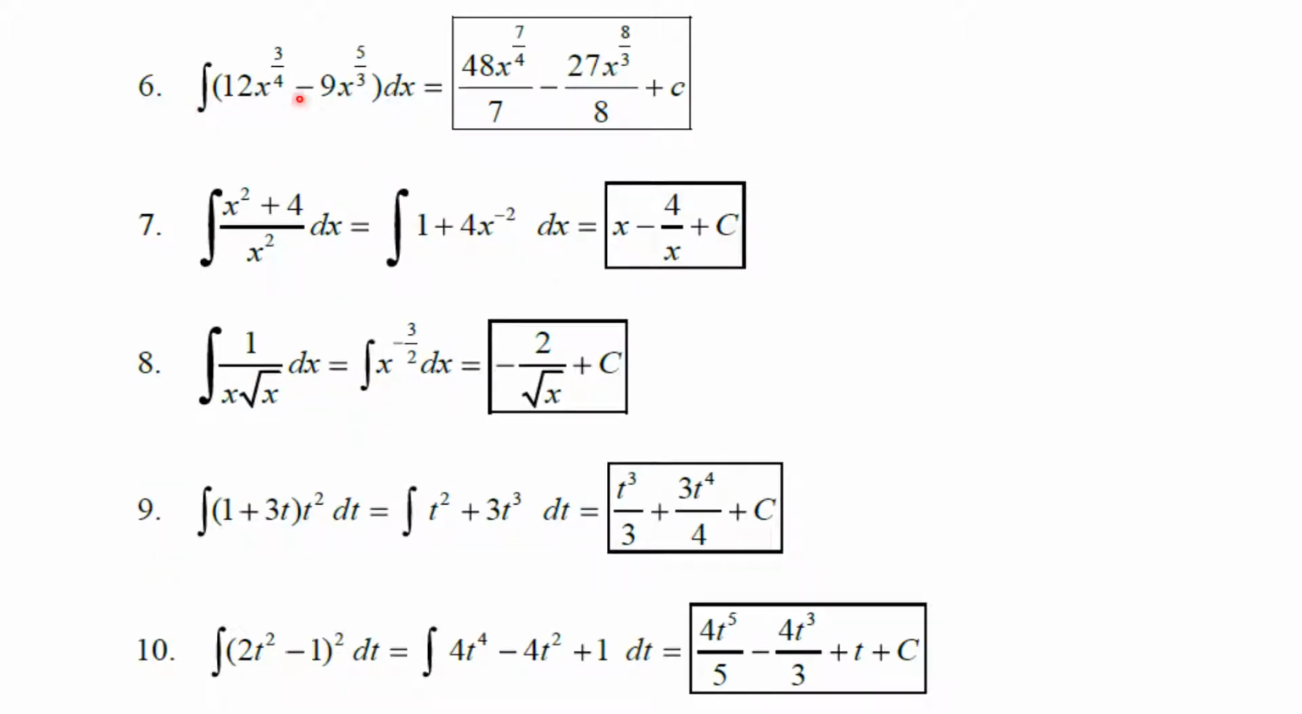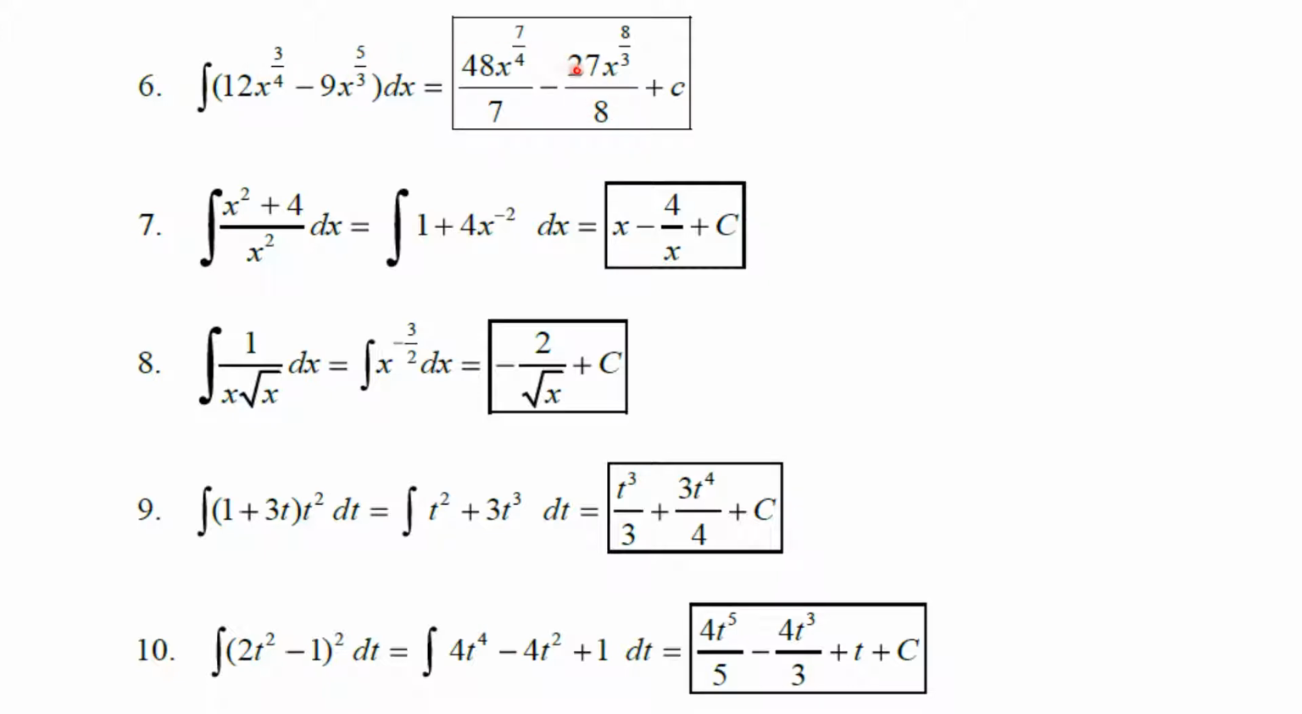When you have fractions as your index, please be careful when you add 1 to the index power. To avoid careless mistakes, please use a calculator to do your calculation for the addition of fractions. So 3 over 4 plus 1 is 7 over 4. And when you divide with 7 over 4, it becomes multiplied by 4 over 7. So 4 times 12 is 48 divided by 7. And for this, same rule applies. 5 over 3 plus 1 becomes 8 over 3. And you divide by 8 over 3, it becomes multiplied by 3 over 8.